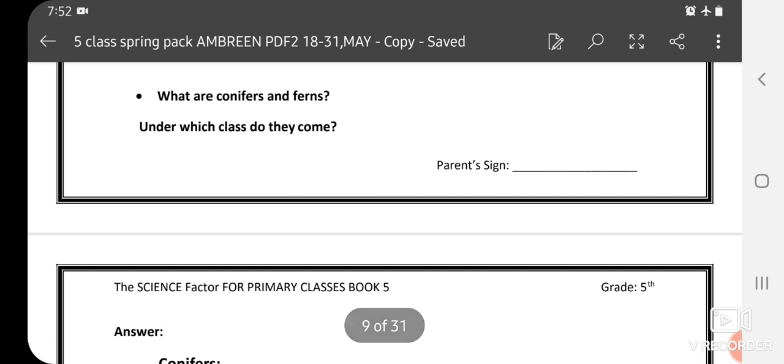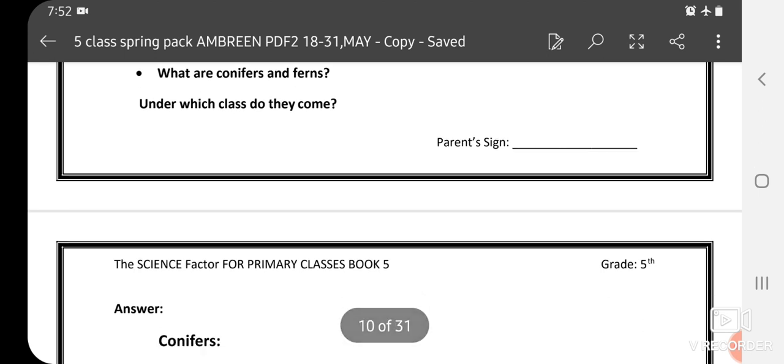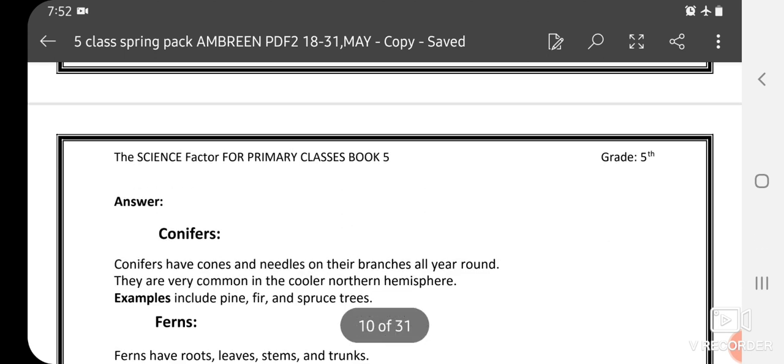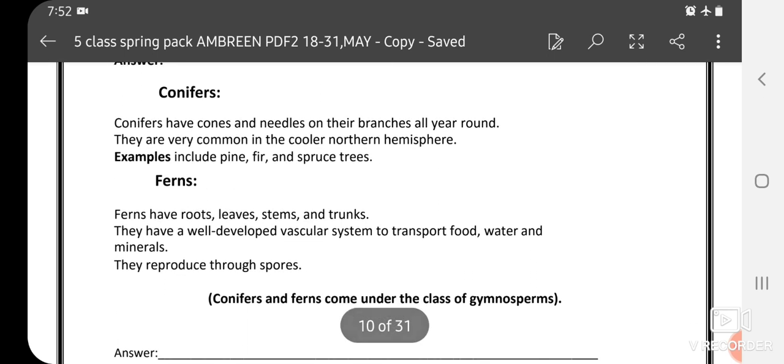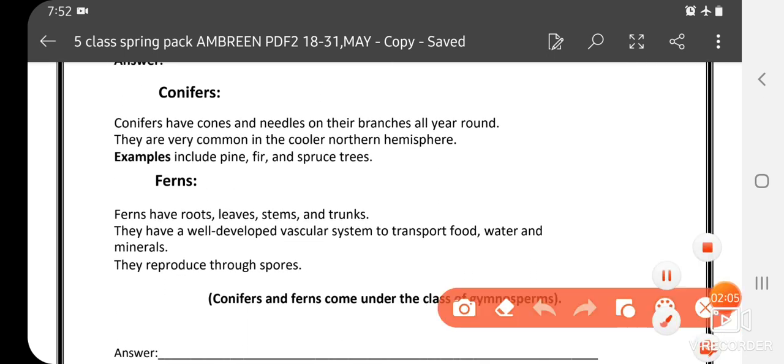Next, what are conifers and ferns? Under which class do they come? The answer is conifers have cones and needles on their branches all year around.